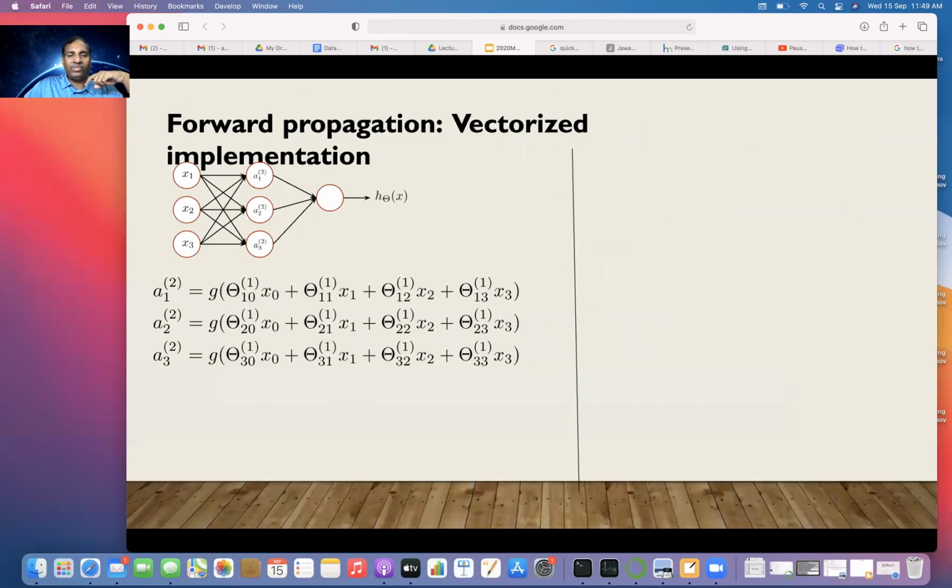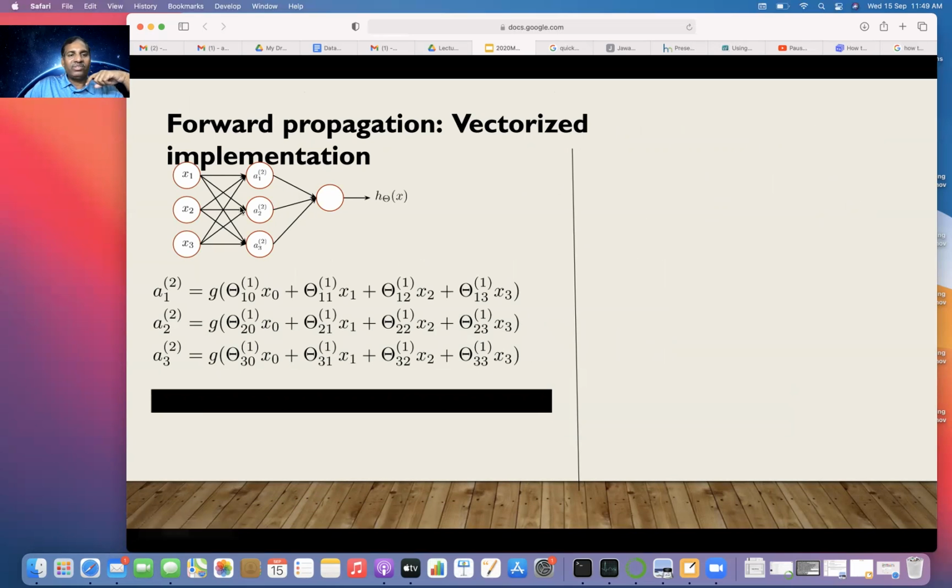So how do we compute these weights now? Forward propagation, vectorized implementation. So what we do is, now we got A12 computed from x1, x2, x3, like your linear regression hypothesis function, then applied the sigmoid, then whatever value you get, that will become A12. Similarly, A22, A32.